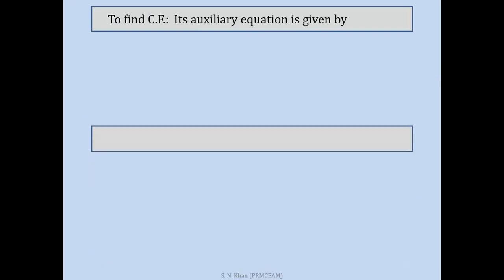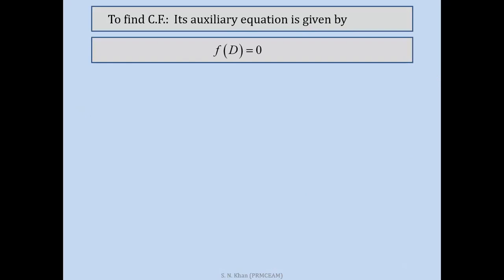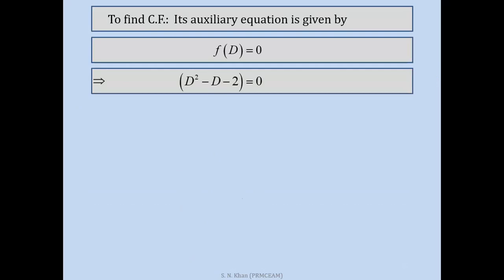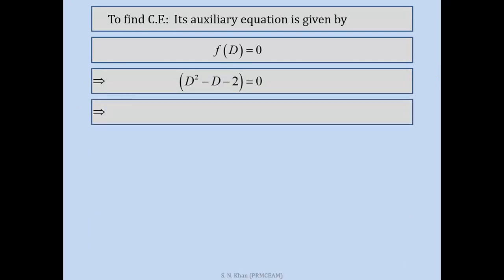So to find CF, its auxiliary equation is given by F of D equal to 0. It is the formula for the auxiliary equation. As I told you earlier, the auxiliary equation is given by F of D equal to 0, means operator का जो bracket रहेगा उसे हमें लिखना है equal to 0. So F of D का value यहाँ पे है D square minus D minus 2. It is the value of F of D. So it will become D square minus D minus 2 equal to 0. Now it is a quadratic equation in terms of D. So we can get its two roots. So values of D will be D equal to 2 and minus 1.